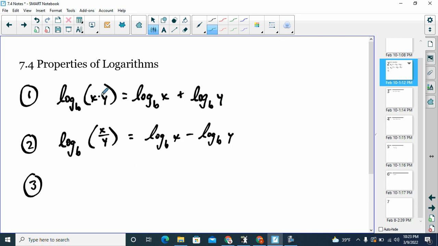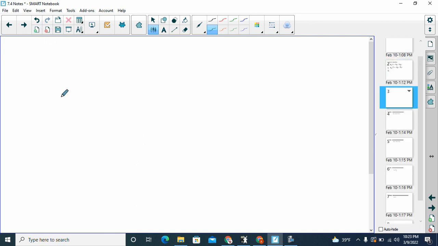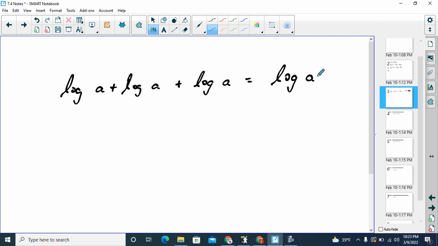And the third property, it's really an extension of the first one. Let's suppose I have log a plus log a plus log a. Using that first property, I could do a times a times a. So that's the same thing as log a to the third.